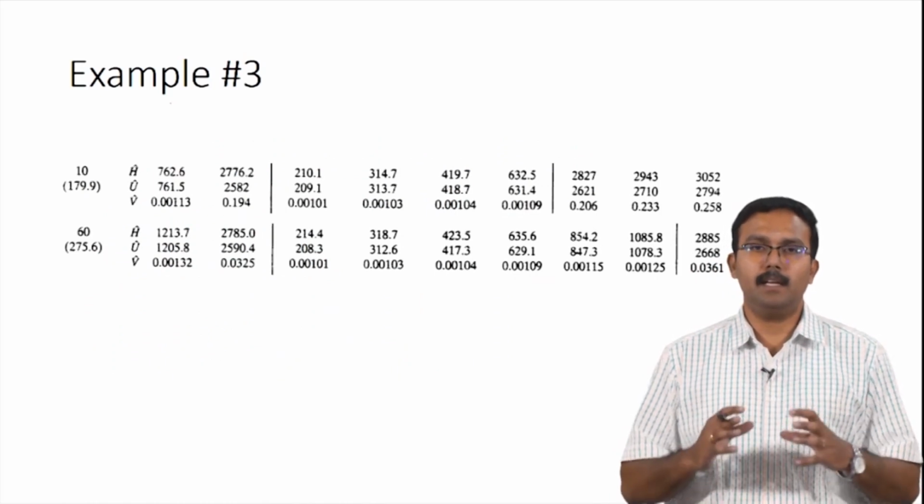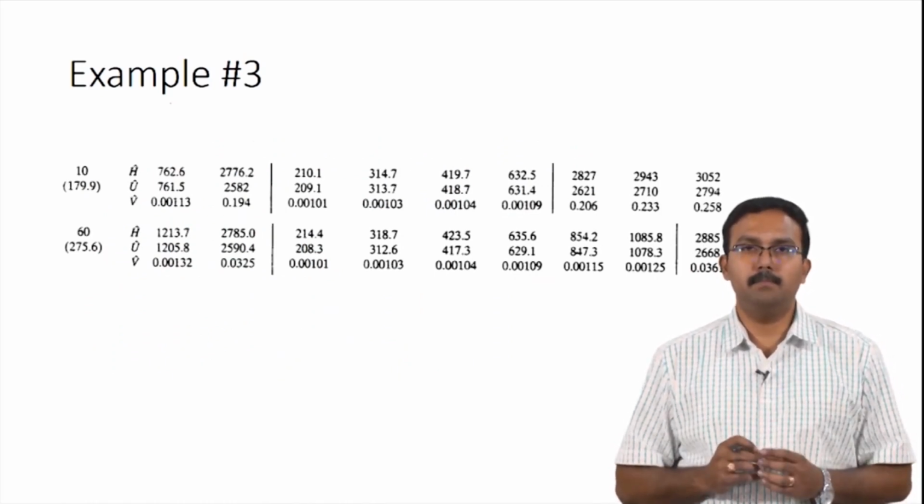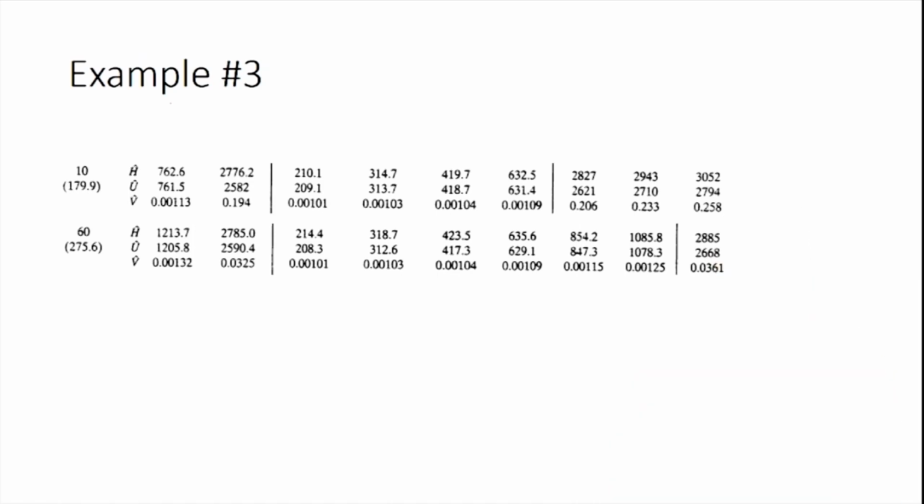What I have done here is taken out the relevant portion of the steam tables for performing the calculations. The values we have here are pressure in bar and the saturation temperature in degrees Celsius. This is saturated water values and this is saturated steam values, and this is for 50 degrees Celsius, 75 degrees Celsius, 100 degrees Celsius, 150 degrees Celsius, 200 degrees Celsius, 250 degrees Celsius and 300 degrees Celsius.